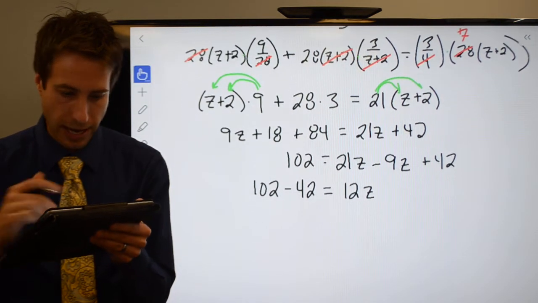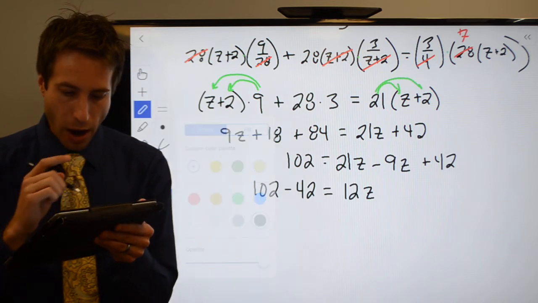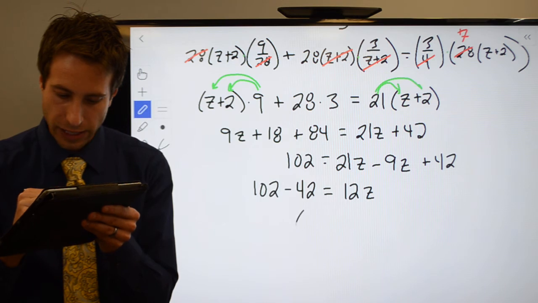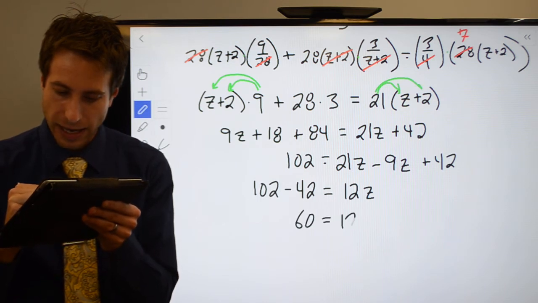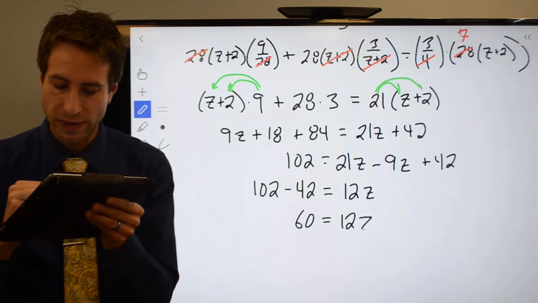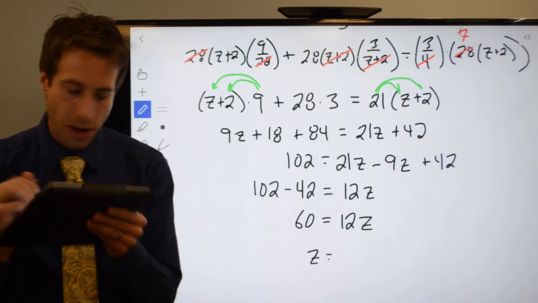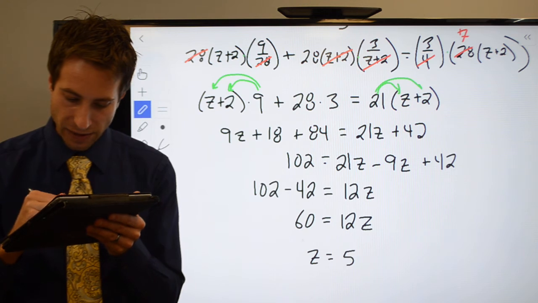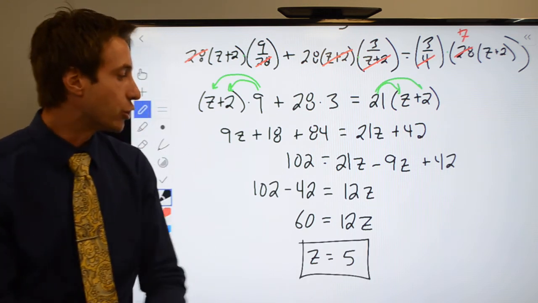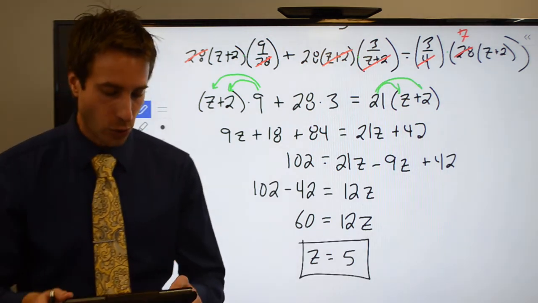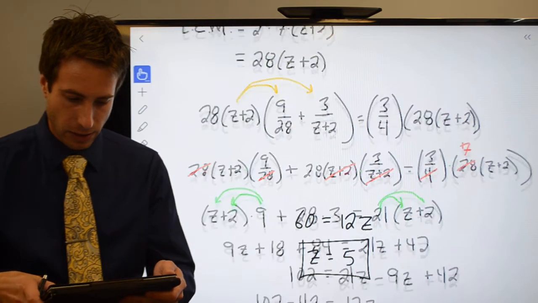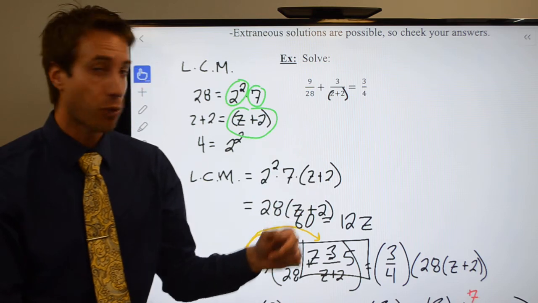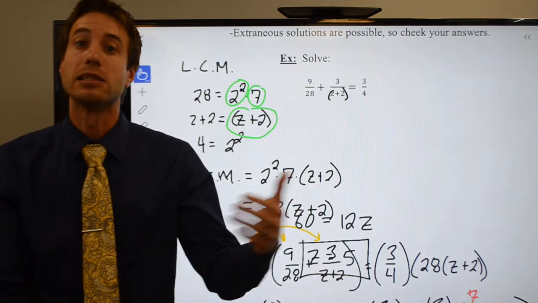We're almost there. All right, 102 minus 42. Again, you can do that on your calculator if you need to. You're going to get 60 equals 12z. Get the z by itself by dividing the 12 to the other side. And of course, 60 divided by 12 is 5. So what I get is that z needs to be equal to 5. So in order to solve this original problem, I need z to be 5.